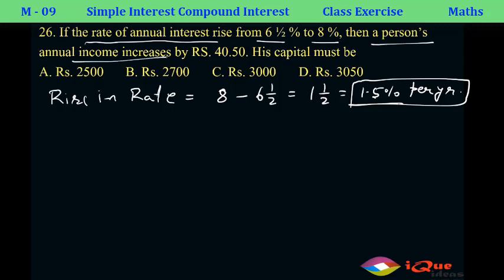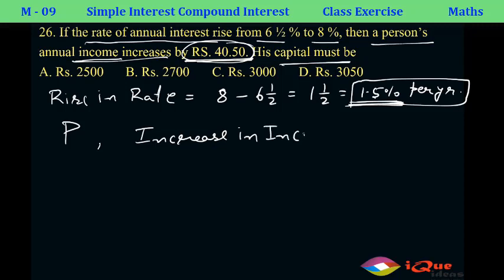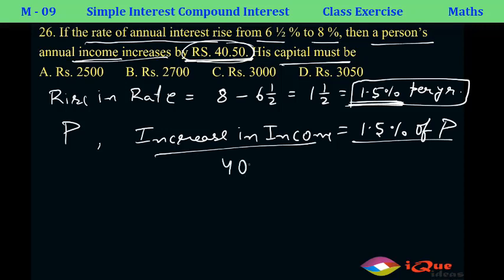Then a person's annual income increases by 40.5 rupees. Here we are saying the rate increased by 1.5%. So his income must also increase by 1.5%. And here it is given that the income is increasing by 40.5 rupees. His capital must be... Now let's say if the capital is P, then the increase in income will be straight away equal to 1.5% of P. Alright. So the difference is straight away 1.5% of P. Increase in income is already given, 40.5 rupees is equal to 1.5 upon 100 into P.